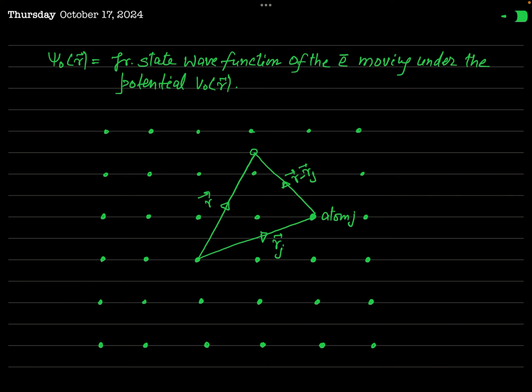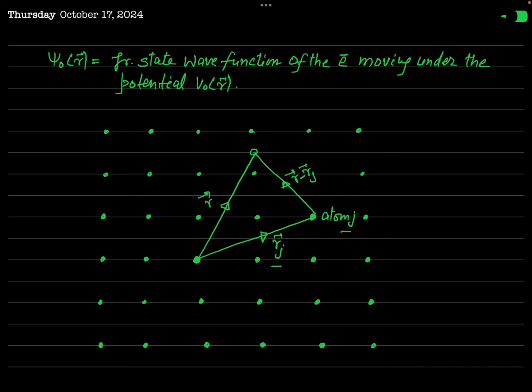Okay. Now let us take a particular atom, you can see it here, as an origin, or you may say that this particular atom is situated at the origin of our coordinate system. And then we consider any atom, say the jth atom, whose position vector I have shown with respect to this arbitrary origin is Rj. And this Rj is the lattice vector, actually, you can say.